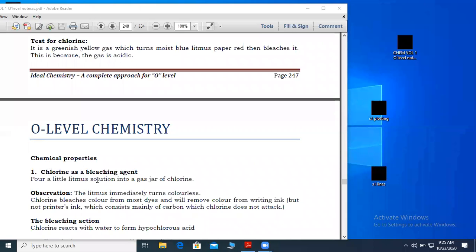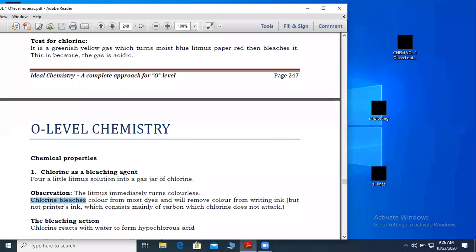So pour a little litmus solution into a glass jar of chlorine, and the litmus immediately turns colorless. You know, litmus solution is colored. It is either blue or red. So when you add chlorine, it will immediately turn what? Colorless, meaning chlorine has removed the what? The color.